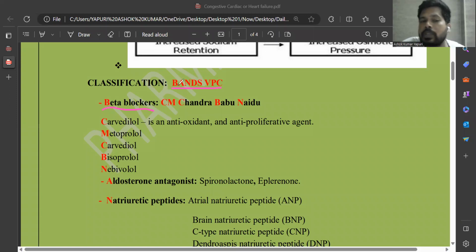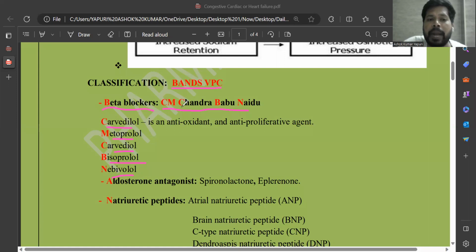In BANDS VPC, first B means beta blockers, and with the trick, the beta blockers are also CM Chandrababu Naidu, that is CM CBN. Drugs like carvedilol, metoprolol, carvedilol again, and bisoprolol, as well as nebivolol. Beta blockers are required in the treatment of congestive heart failure to prevent overactivity of the heart, to prevent excess activity of the heart, which is not required.